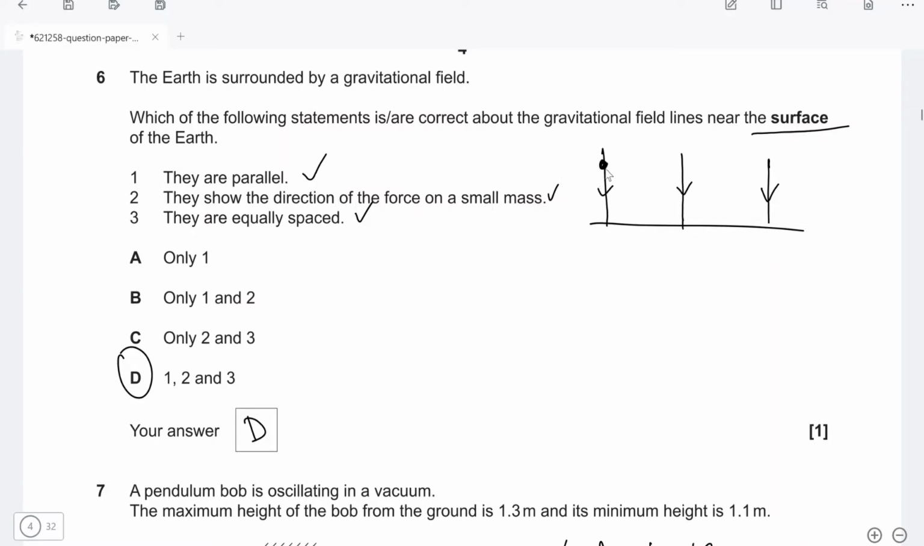For instance, if we had a small mass over here, it will experience a force straight down along the field line. And they are equally spaced because we can assume that the gravitational field does not vary significantly along the surface of the Earth. So all of these statements are actually correct, and the correct answer is D.